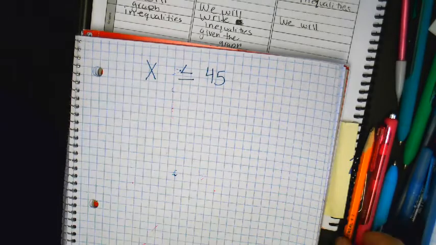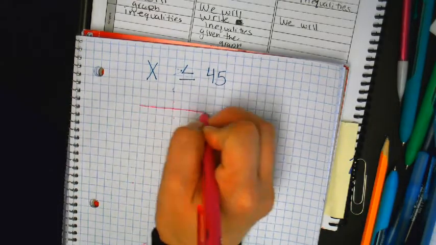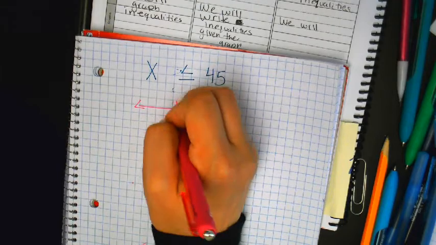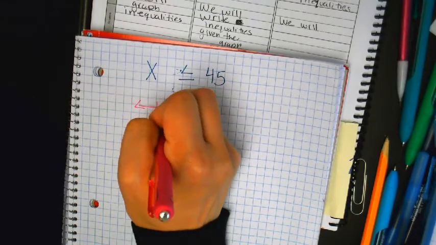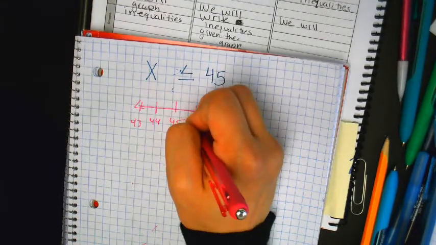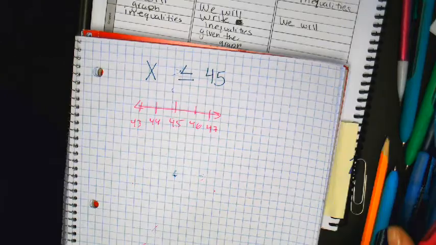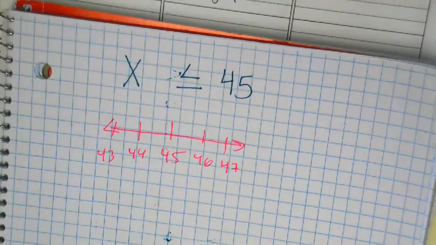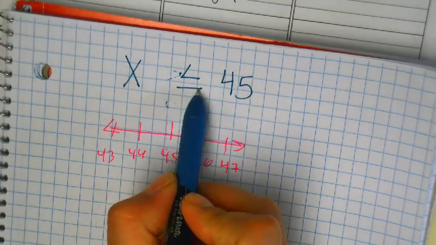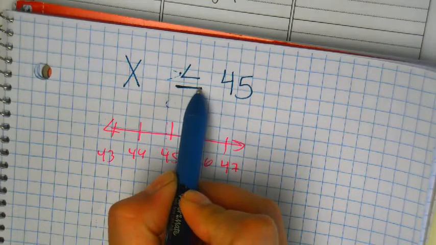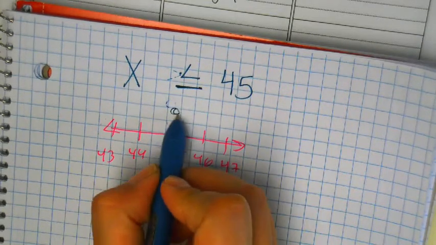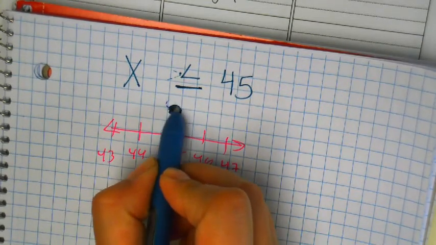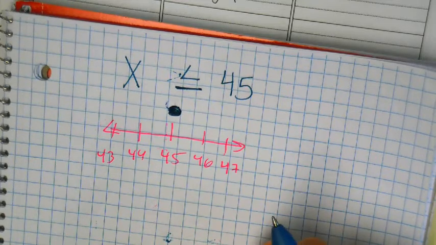So let's do the number line. 45, 44, 43, 46, 47. Open or closed circle? When you see this little line, this extra line, it's closed. When you see that line, that means it's automatically closed.